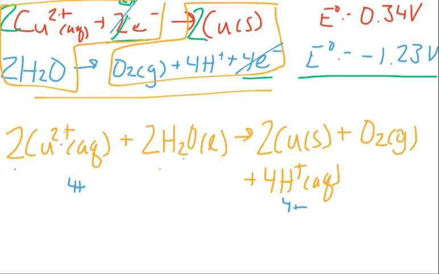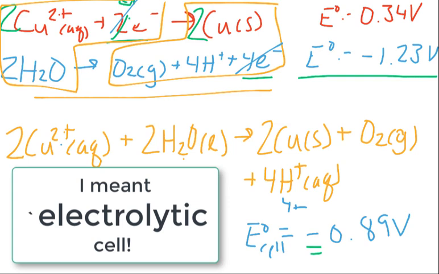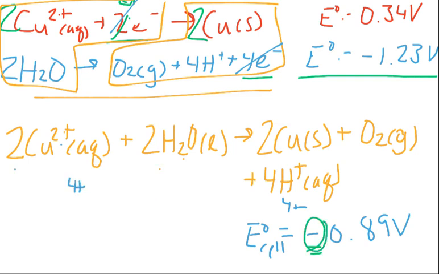To find the cell potential, we just add our electrode potentials, and we would get negative 0.89 volts. We always ask ourselves, does that make sense? And the fact that this is negative is really important. This is an electrochemical cell. An electrochemical cell means you're applying electric energy in order to drive a chemical reaction, which means our E cell should be negative because it's a non-spontaneous process.